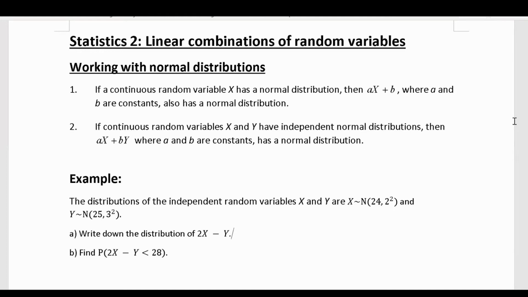Hi, in this lesson we will look at Statistics 2, chapter Linear Combinations of Random Variables, working with normal distributions.